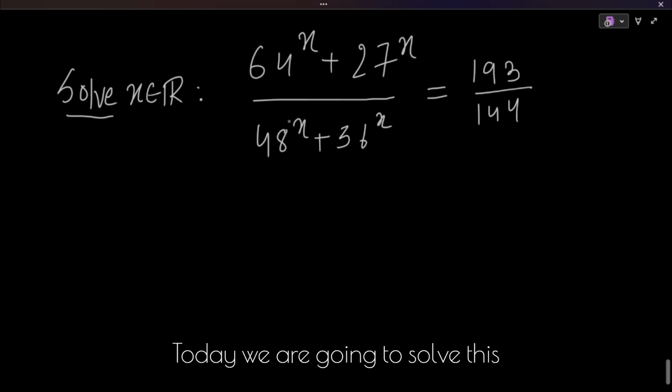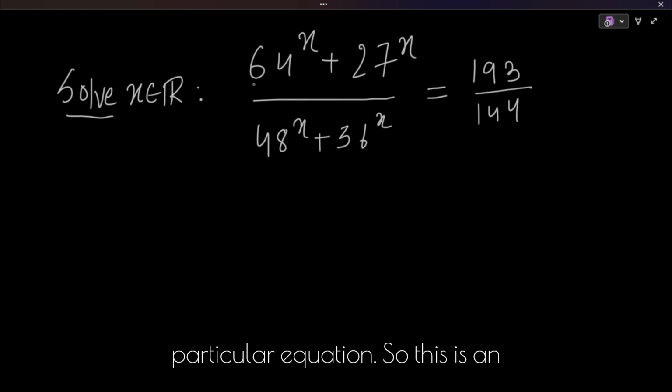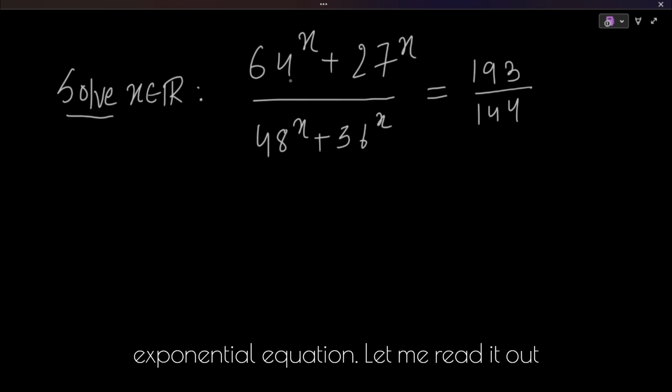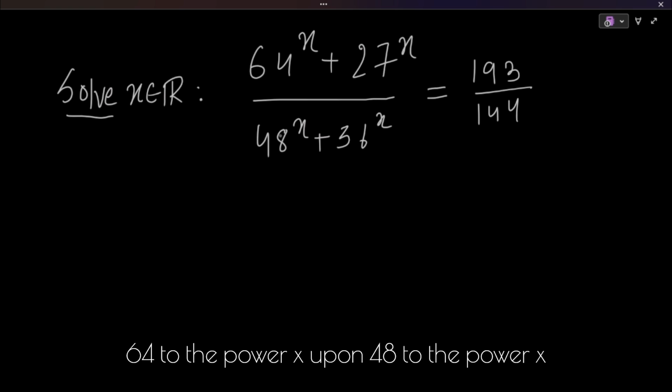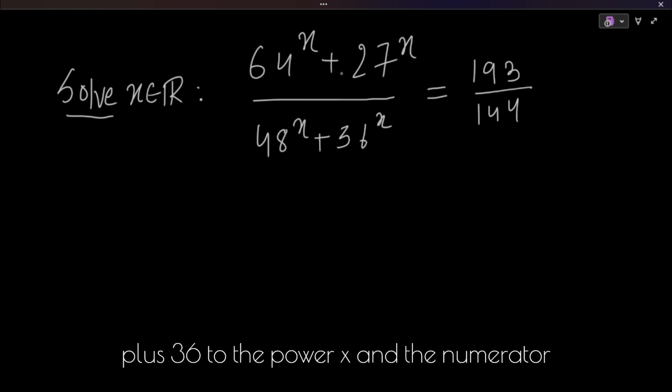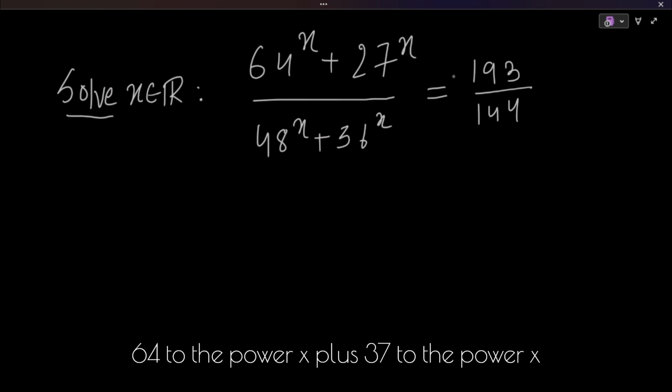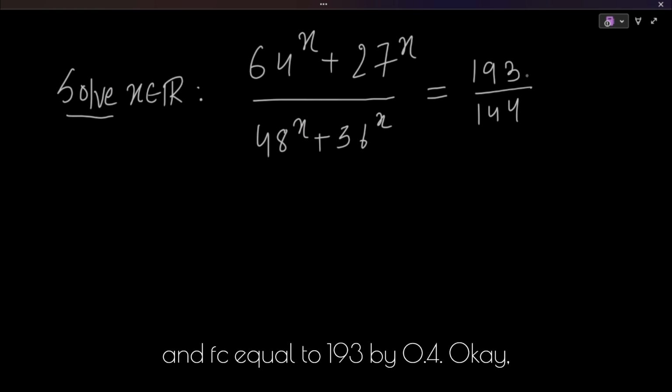Today we are going to solve this particular equation. So this is an exponential equation. Let me read it out. 64 to the power x upon 48 to the power x plus 36 to the power x, and the numerator is 64 to the power x plus 27 to the power x, and it's equal to 193 by 44.